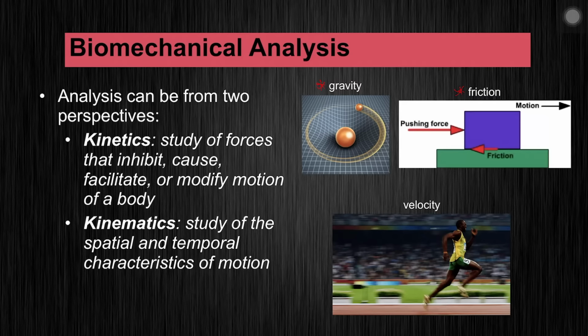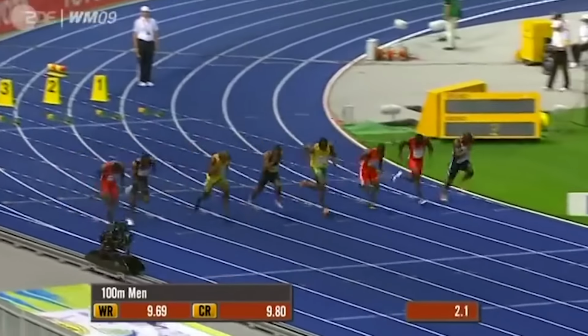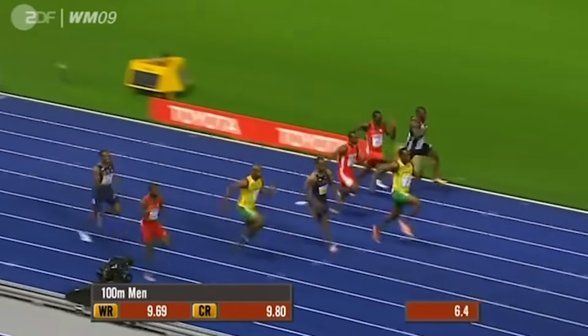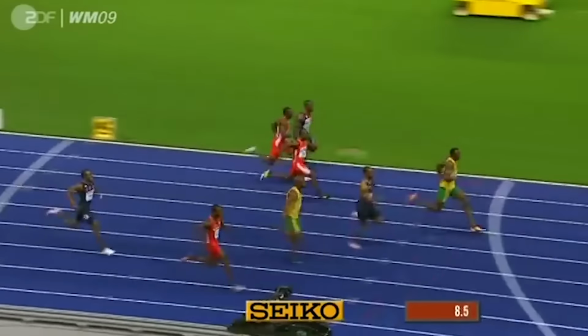And then kinematics is the study of spatial and temporal characteristics of motion. So these are things like velocity, speed, displacement. Here we have a picture of Usain Bolt traveling at high velocities. And when we're looking at kinematics, we're not so much concerned with the forces as much as we are on the displacement and the rate of displacement. Now, typically we think of biomechanics in sport. There are so many examples of biomechanics in sport, it's easy to come up with them.